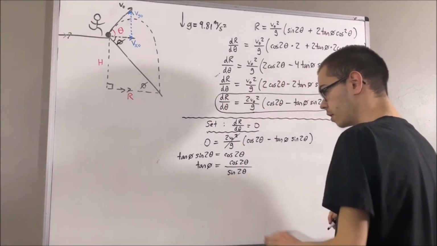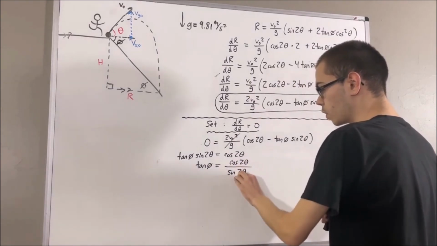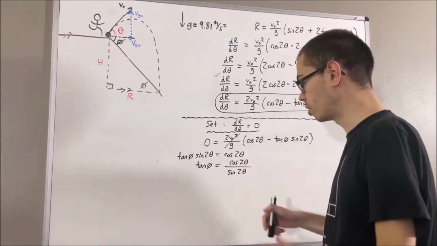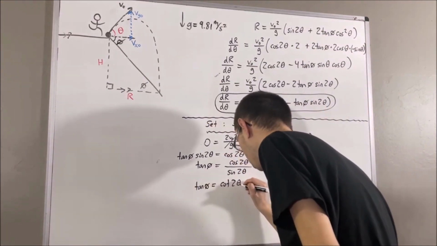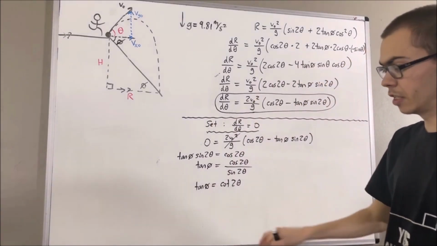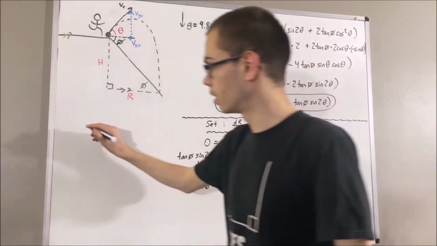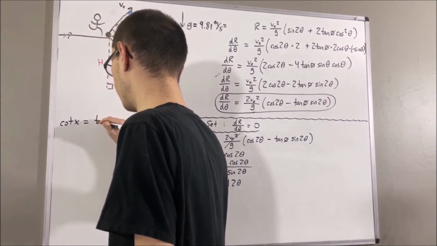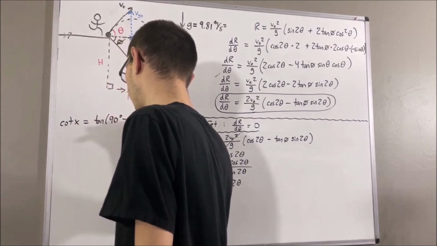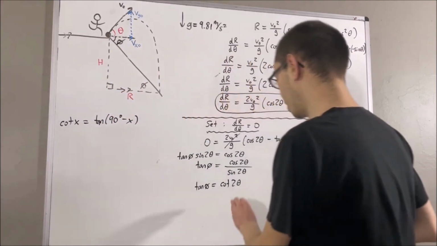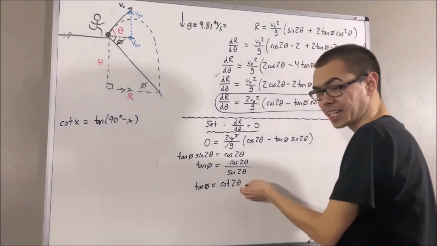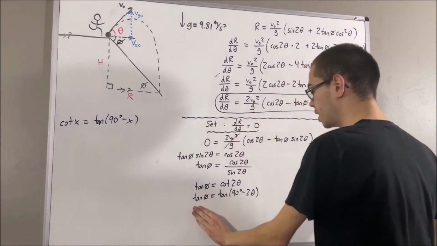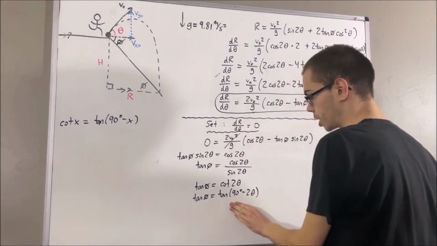So we get this. Now, cosine over sine is equal to cotangent, right? So really, this is just cotangent of 2 theta. But then actually, we have a trig identity that relates cotangent to tangent. And that trig identity is cotangent of x is equal to tangent of 90 degrees minus x. So we can replace cotangent of 2 theta with tangent of 90 degrees minus 2 theta. And so we have tangent of an angle is equal to the tangent of another angle.